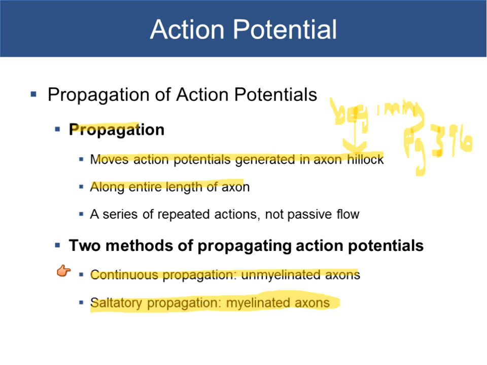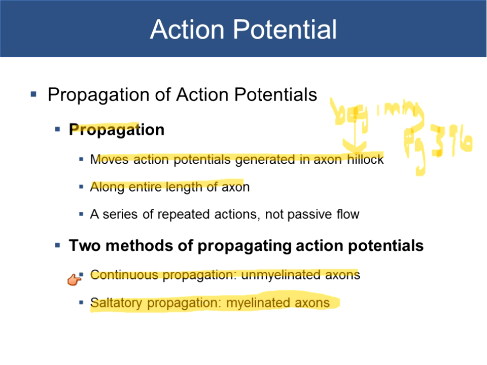There are two ways that we can move this potential. What we call continuous propagation means it moves along every single part of the axon without stopping, and that happens on axons that don't have any myelination. Then you have what we call saltatory propagation, on myelinated axons, where the action potential jumps from one node to the next. Saltatory propagation takes place faster because it has fewer stops to make, since it jumps from one node to the next.